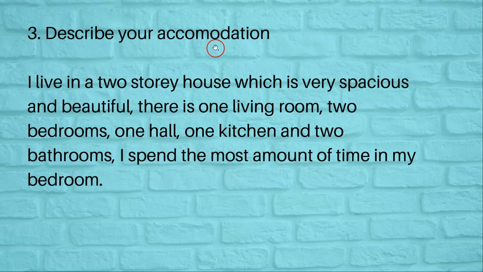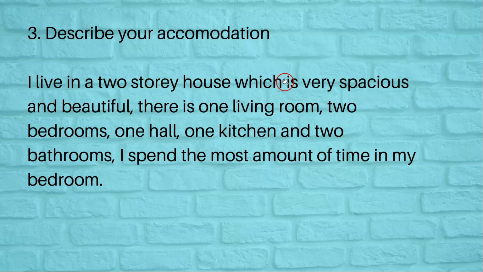So, describe your accommodation. This is a question which candidates are usually confused about, because it is not actually easy to describe a building or a house or something like that. So here I have tried to make it easy for you. You can start by describing the number of floors that your house has. It is a 2-story building. It is a 2-story house.